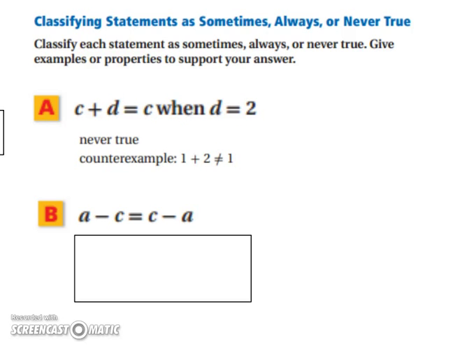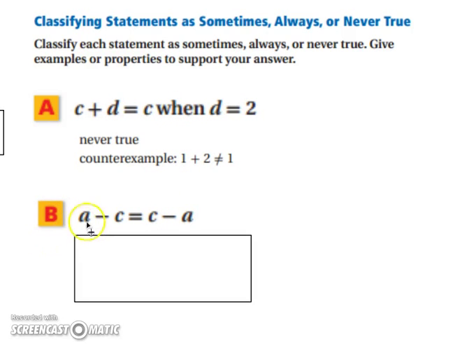Well, in this case, it is never true. 1 plus 2 does not equal 1. And no matter what number you put in for C, that's not going to change this. That's why when you're solving equations, whatever you add to one side of the equation, you must add to the other. It's to keep things balanced.